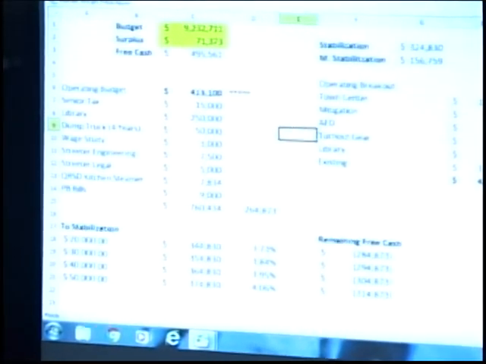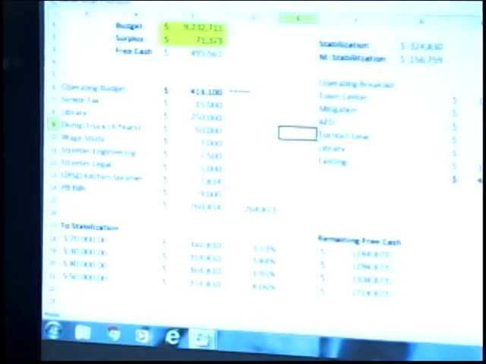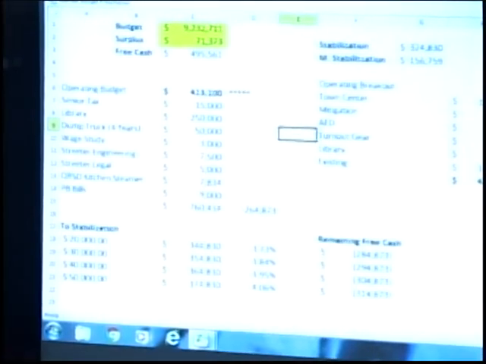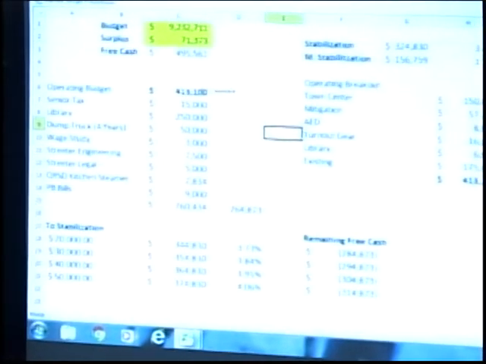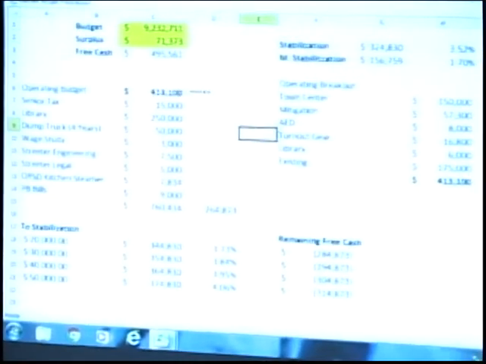And then the library item on the left, which I skipped over, is the roof. The request for $250,000 to replace the roof. And just real quick, the existing debt that we are paying off. The dump truck that was mentioned before, and other items that we have already committed to in the past.